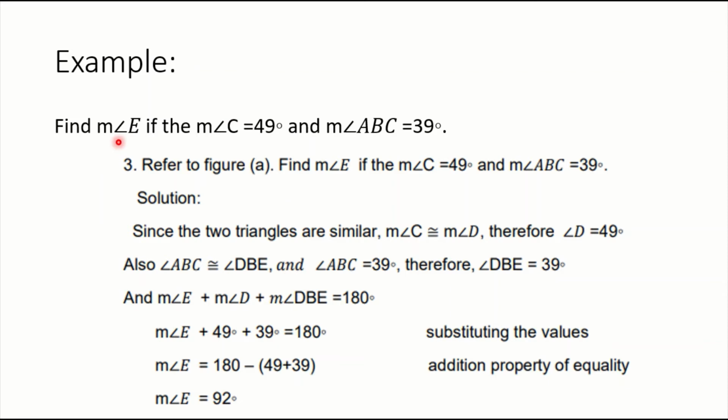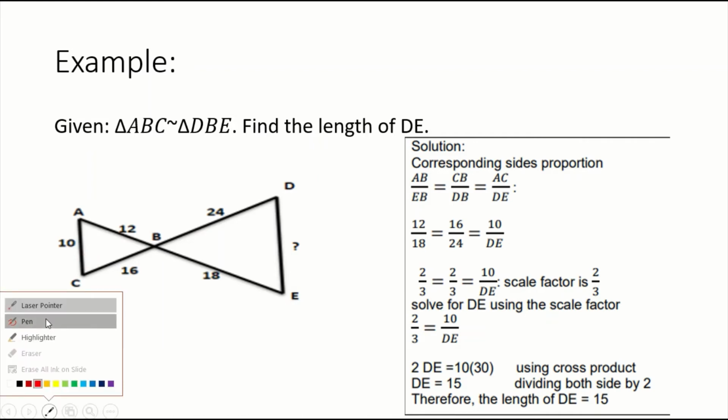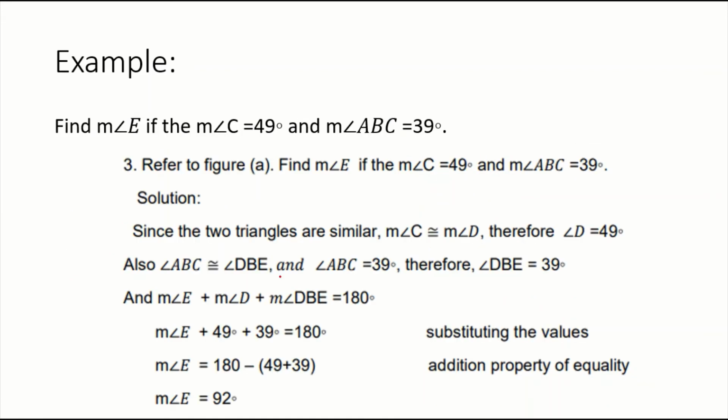Next question. Find the measure of angle E if the measure of angle C is 39 and the measure of angle ABC is 49. So, dito tayo. This one daw is 39. Lagyan natin ng sulat. And this is 49. ABC is 49 degrees po yan. Ayan. Tama? Angle C daw po is 39 degrees and angle ABC is 49 degrees. What is the measure of angle E? Ayan. E yung nawawala.